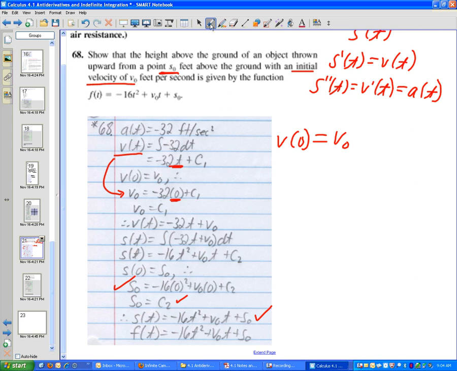The directions for this problem said, show that. Did we just show that? All we got to do is call it f instead of s, and we showed what they told us to show. And if they don't think we showed it, we go, see?